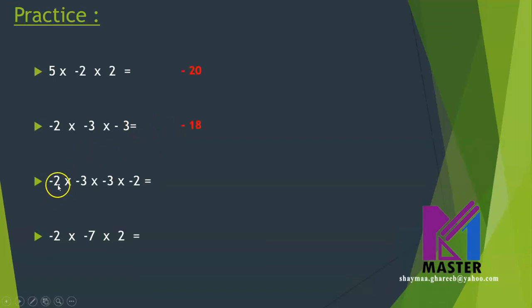This one, negative times the negative equals positive. Times the negative equals negative. Times the negative equals positive. So the final answer will be positive. What about the number? 2 times 3, 6. 6 times 3, 18. 18 times 2 is 36. So it will be positive 36.